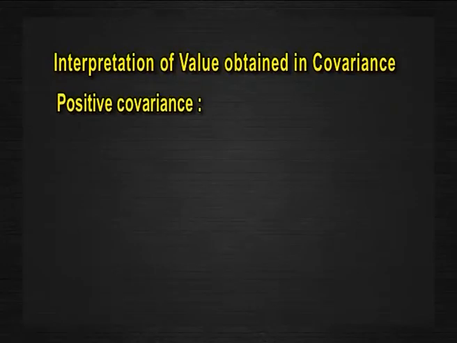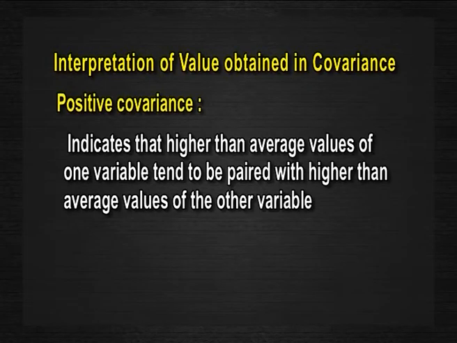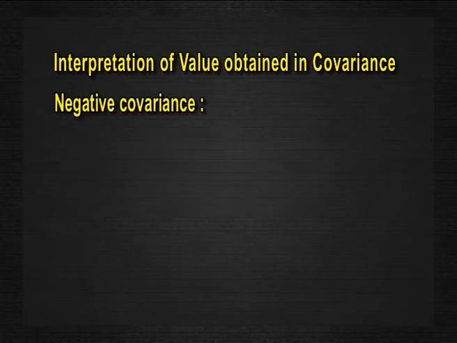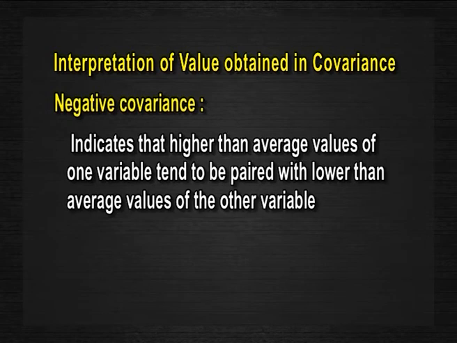Now, coming to the interpretation of value obtained in covariance. Now, let us interpret the value of covariance. First is positive covariance, which indicates that higher than average values of one variable tend to be paired with higher than average values of the other variable. Next is negative covariance, which indicates that higher than average values of one variable tend to be paired with lower than average values of the other variable.